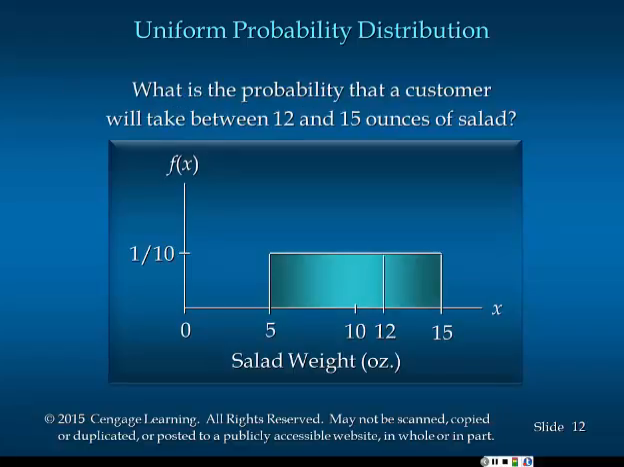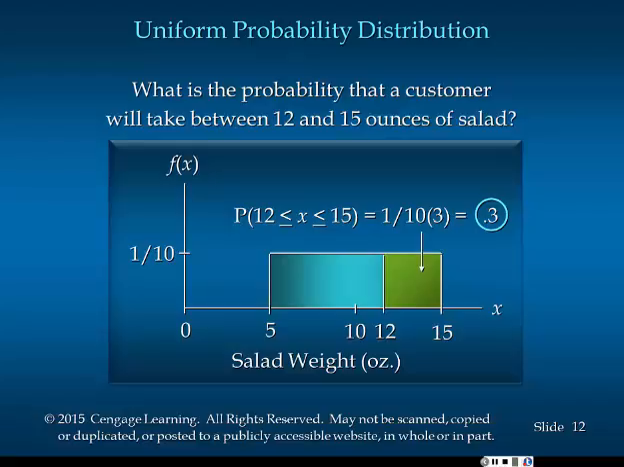So now the question is, what is the likelihood of finding that someone takes 12 to 15 ounces of salad? And there are two ways you can answer this question. One way is to find the probability they take 12 ounces, find the probability they take 15 ounces, and subtract the two. Or just notice that 15 is the top, and take the probability of taking 12 ounces or less and subtract that from 1.